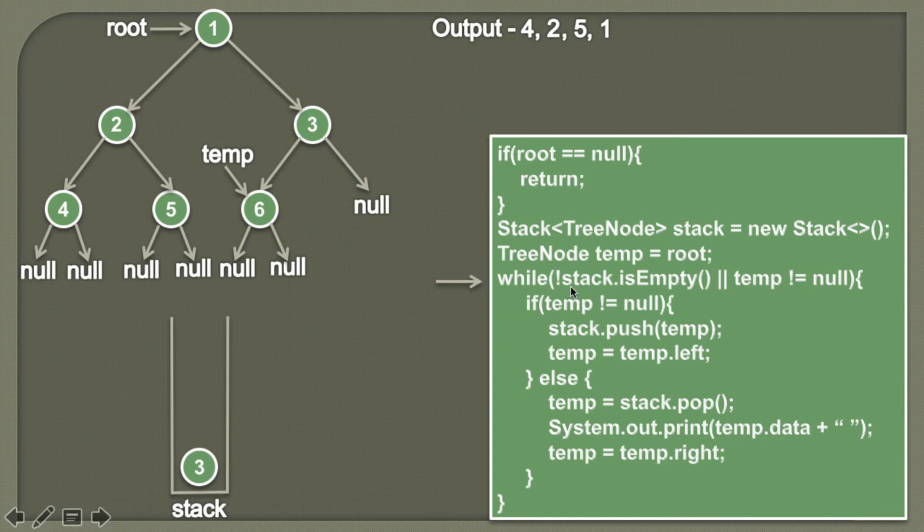In the while block we'll again check whether stack is empty or not. Currently stack is not empty, so the first condition comes out to be true, and temp is actually pointing to the node 6. Therefore the second condition also comes out to be true. So the overall condition comes out to be true and the while block executes. In the first step we'll check whether temp is equal to null or not. Currently temp is pointing to node 6, therefore it's not equal to null. So the condition in the if block comes out to be true.